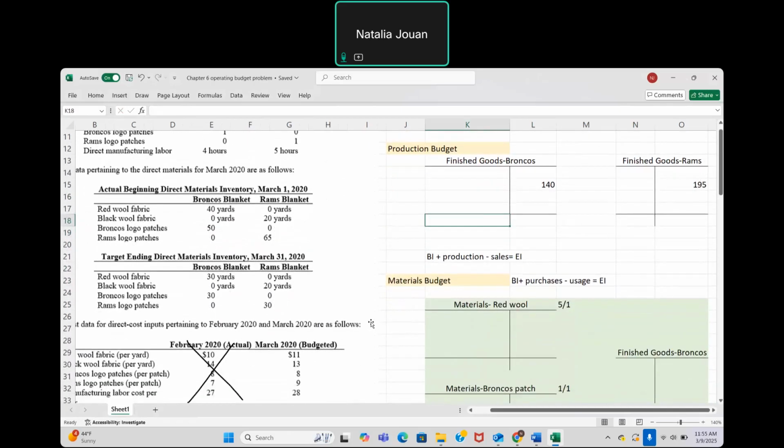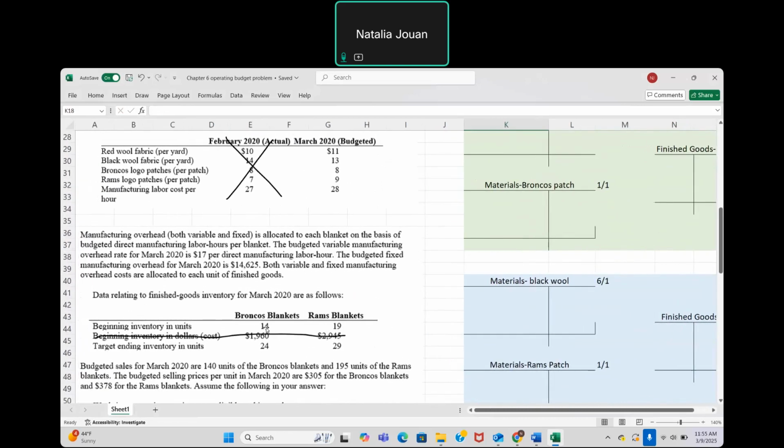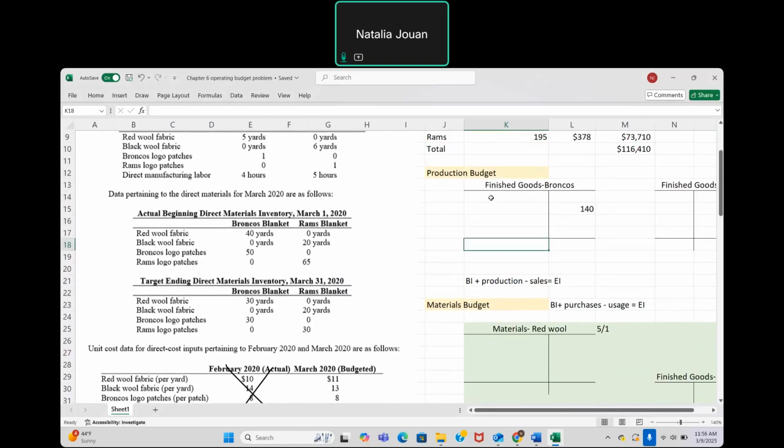Okay. So let's get the information. Let's go down to output. We're still in output, blankets. There we go. For the Broncos, we have 14 beginning inventory and 24 at the end. So if we want 10 units more at the end than what we started with, logically, we will have to produce 10 units more than what we're going to sell. We're going to prove it. 14, 24. Let's do our equation. 140 plus the 24 minus the 14, 150. Again, it's 10 units more than we are going to be selling.